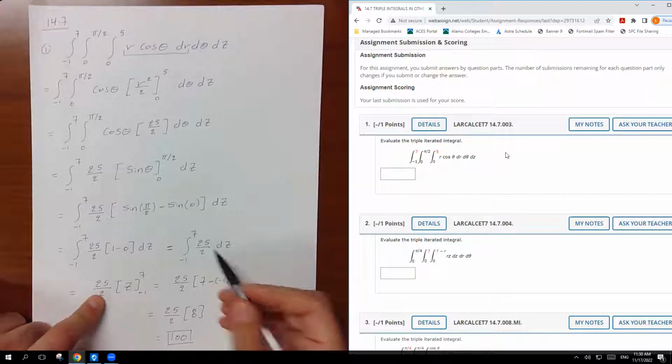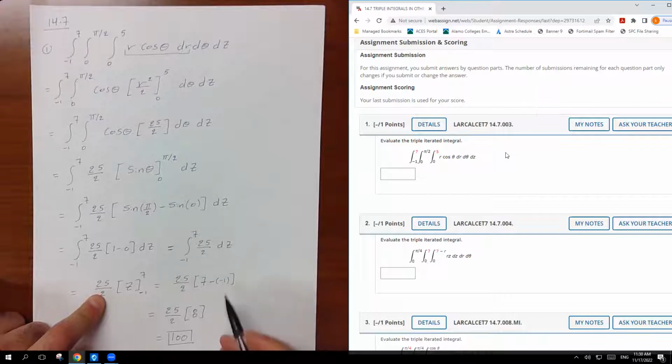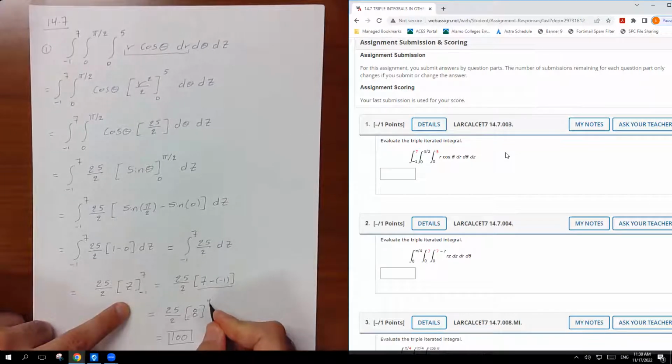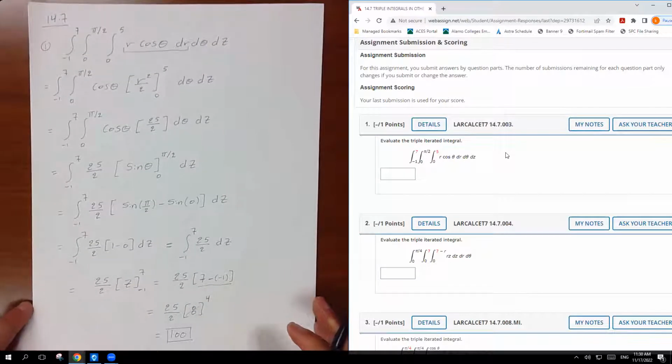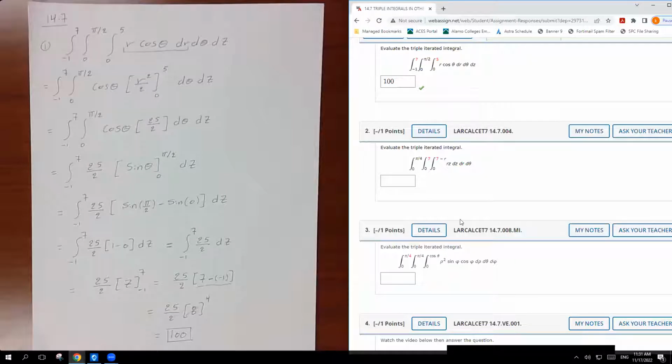25 over 2 is a constant, so it's going to be z from -1 to 7, and then it's going to be 25 over 2 times 7. Be careful here. 7 minus -1 is going to be 7 plus 1, which is 8. Then simplify this one with the 2, it's going to be 4. 4 times 25 is going to be 100. So the first one is going to be just 100. You got it right. That's it for this example.